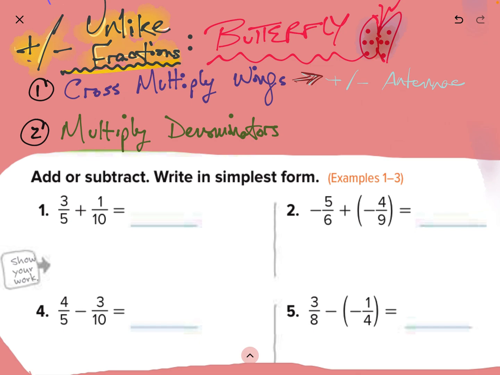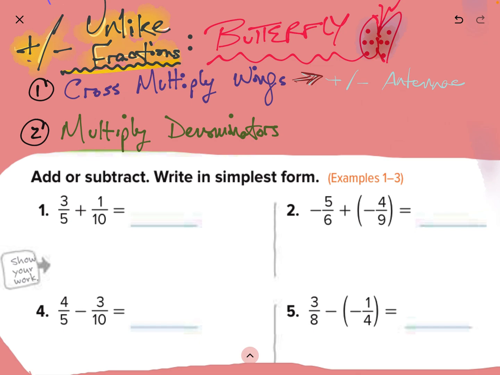So, again, two steps. With the butterfly method, we're going to cross multiply the wings, which means we multiply along the diagonals. Then, for those products, whatever the antenna is, we're going to add or subtract, whatever the operation tells us to do. That will give us our numerator, and then for our denominator, all we've got to do is multiply those two denominators.